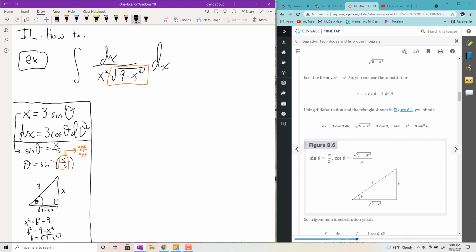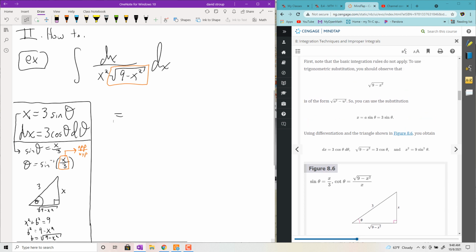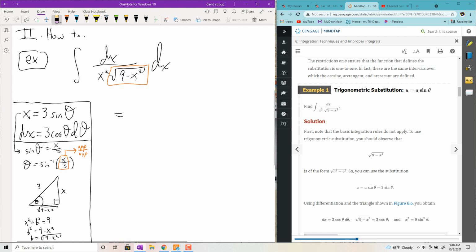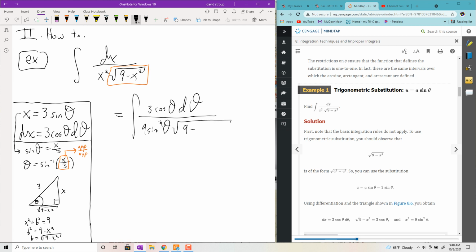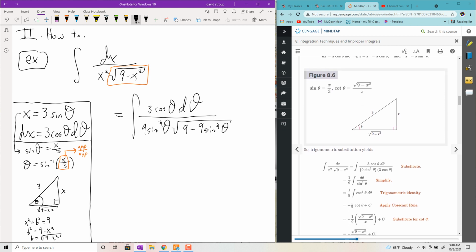Okay. All right. So first, I'm going to substitute in that material. I guess I shouldn't. I miscopied my integral. I put an extra dx in there for fun. I guess let's get rid of that. Okay. So in the numerator, I got 3 cosine theta d theta. In the denominator, I have x squared, so that's going to be 9 sine squared theta. And then I have the square root of 9 minus x squared again, so the square root of 9 minus 9 sine squared theta.